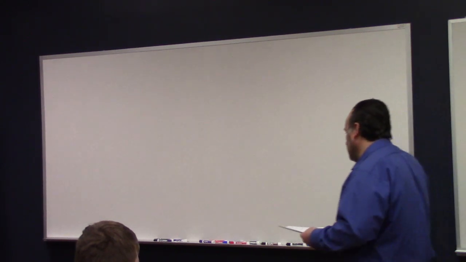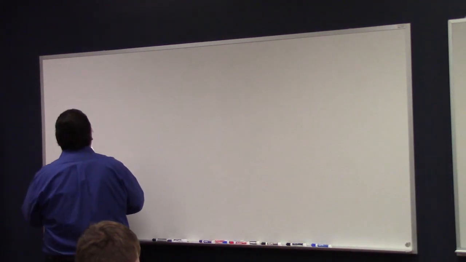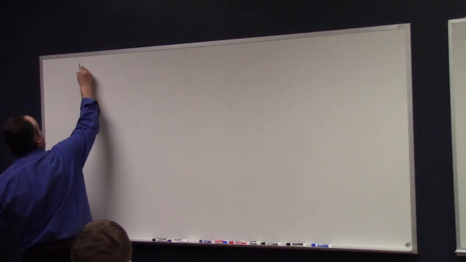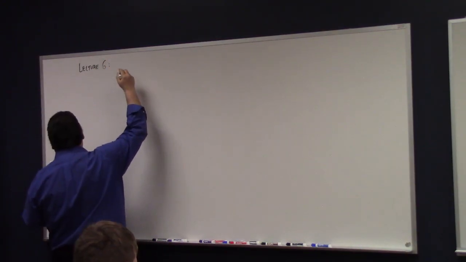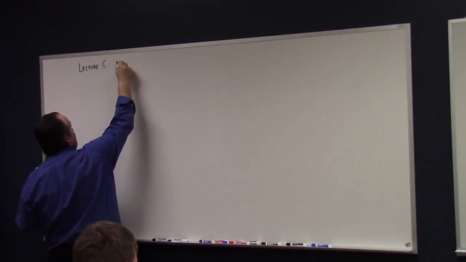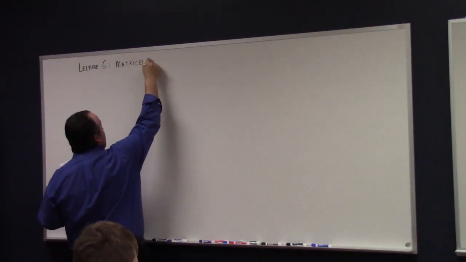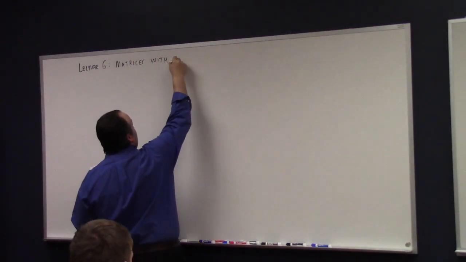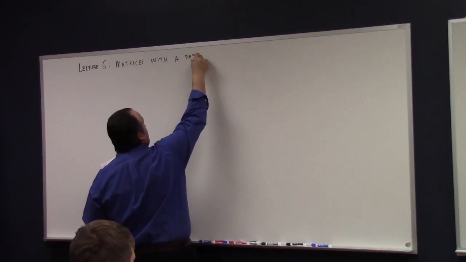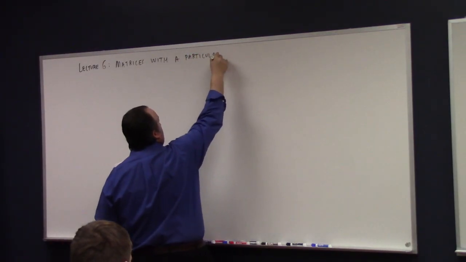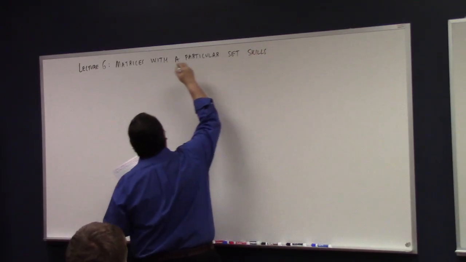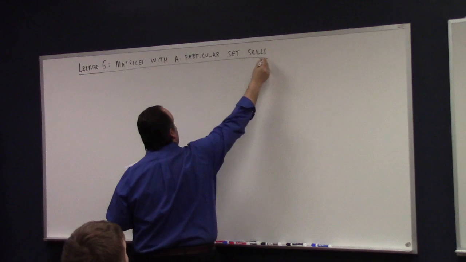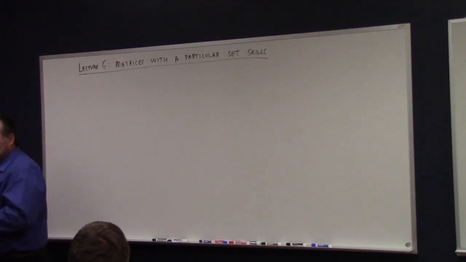Okay, so let me get into it here. So this is my lecture 6, if you're counting, and I am. And I've entitled this Matrices with a Particular Set of Skills, which is a very silly title, but that's what I got. And so I'm going to begin with just a rehash of some special kinds of matrices we've talked about, right?